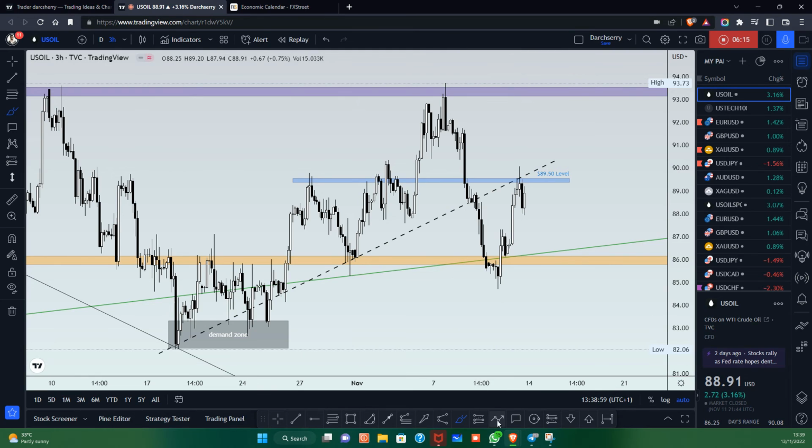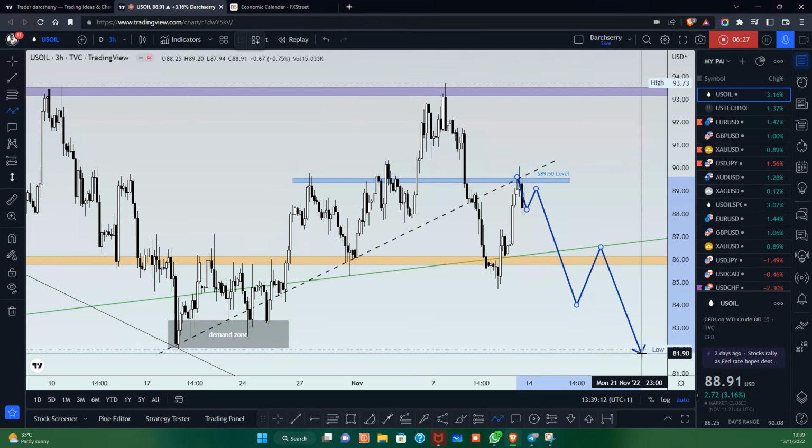So if we continue to see selling pressure right below the $89.50 level, we will not have any other choice but to join this decline to the downside, which might actually lead to the further breakdown of the $86 area, retest of structure to send price continue to trend to the downside.